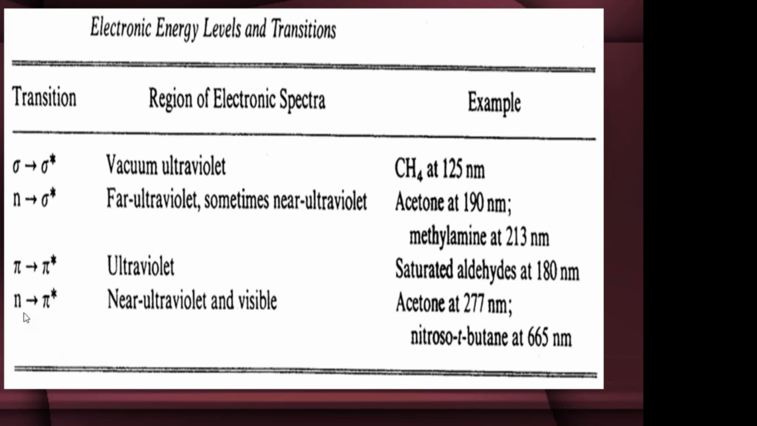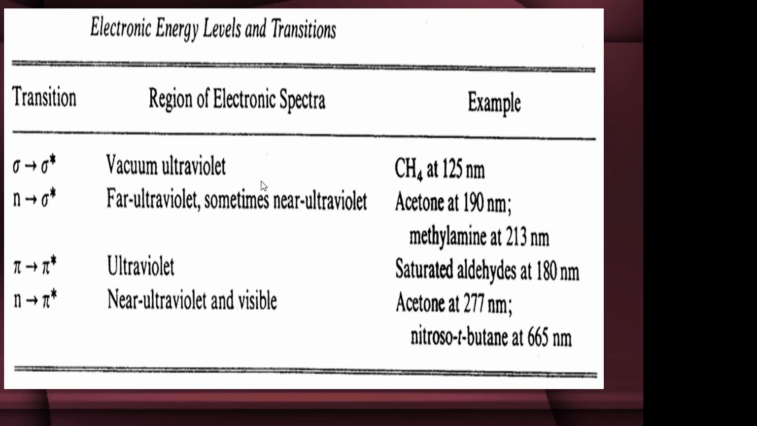It also shows n to pi star transition, so there will be two peaks. Now, methylamine at 213 nanometer. So sometimes it goes into the ultraviolet region, depending upon the molecule and its own set of energy states.